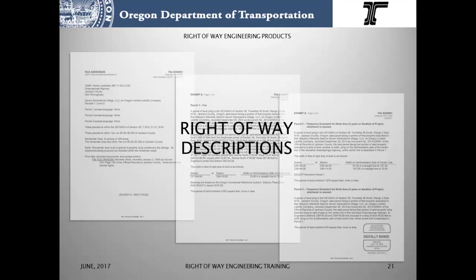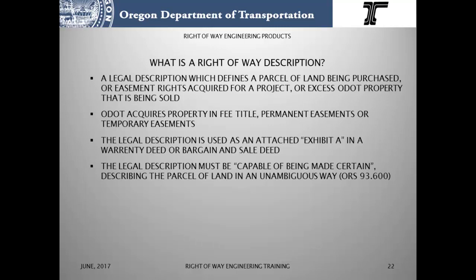Okay, right-of-way descriptions. So what is this description? It's a legal description, which defines a parcel of land being purchased or easement rights we're going to acquire for a project, or to define excess ODOT property that is being sold. Now, we acquire property in fee title, permanent easement, or temporary easements. The legal description is used as an attached Exhibit A in a warranty deed or bargain and sale deed. The legal description must be capable of being made certain, describing the parcel of land in an unambiguous way.